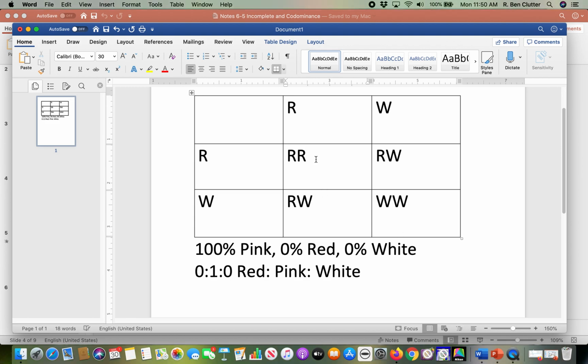All right, so what color is this one right here? Red, right? So what's my percentage of red? I only have, of these 4 boxes, only one of them has RR. So that's going to be 25% red. This one here and here are both pink, right? That's 2 out of the 4 boxes, so that's 50% pink. Down here we have WW. That is 25% white. So now what's my ratio? 1 to 2 to 1, and my phenotype ratio is now 1 to 2 to 1.